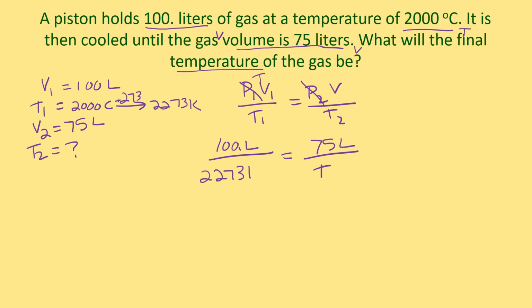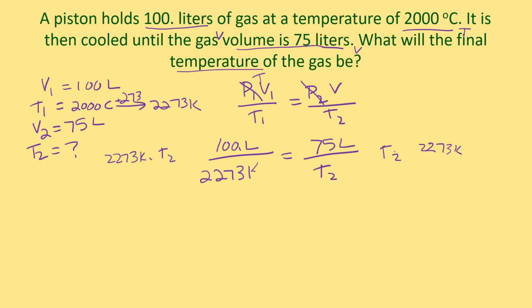Now, I'm going to use some cross-multiplying. If we don't remember what cross-multiplying is, I'm going to have an issue when the thing that I'm solving for, in this case T2, is in the denominator of the fraction. And so in order to get it out of the denominator, I'm going to do some rearranging. So I'm going to multiply both sides by T2 and by 2273. Do it on the other side, 2273 Kelvin times T2.